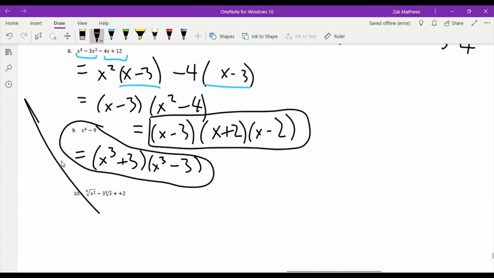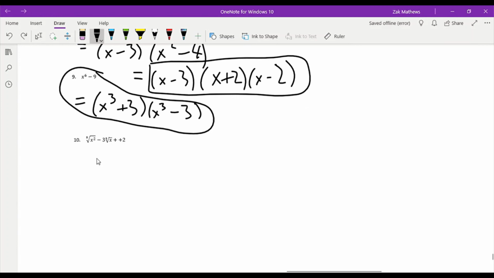And then finally, number 10. This one may be the trickiest one. We see that we have 1, 2, 3 terms. We only need 1 plus in there. 3 terms, and we don't see a common factor. And it's really, really messy because these x's aren't just an x squared and an x, they're under the cubed root. But we can factor it in the same way.